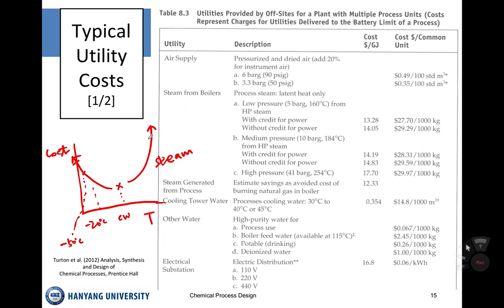For hot utility, 250 degrees C costs more than 150 degrees C. So 250 is expensive, and 350 is more expensive, okay? When the temperature increases, the utility cost increases significantly. Below cooling water, in the range of refrigeration, the cost also increases significantly. So you need to be aware of this relationship, okay?